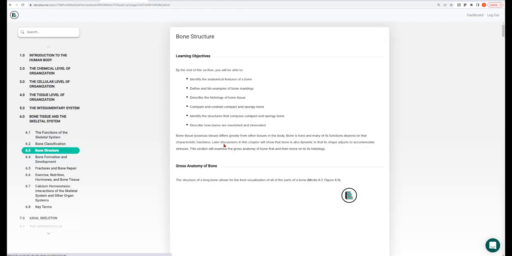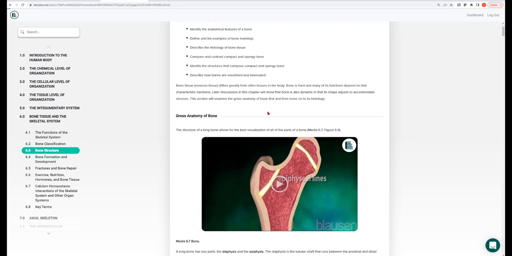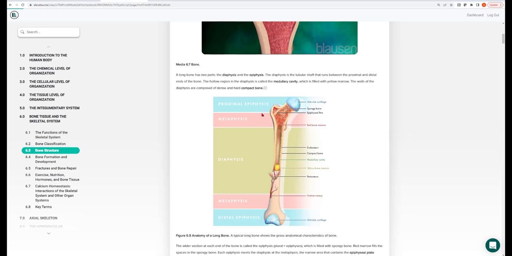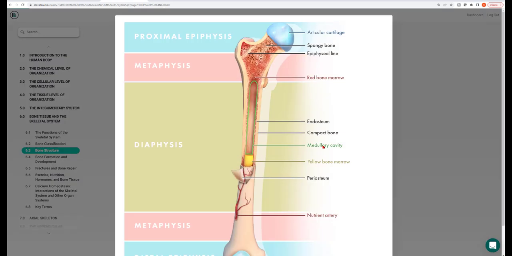Moving on to 6.3 and bone structure. Again, this is information that was introduced to you in both the histology lab and lab 2 and in the skeletal system lab 3. And that is, what is the gross anatomy of a bone? When I look at this diagram, this is what I would refer to as the long bone anatomy.